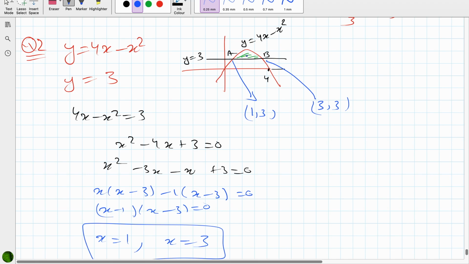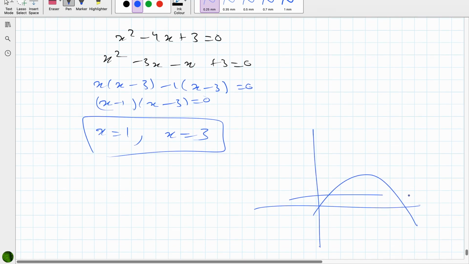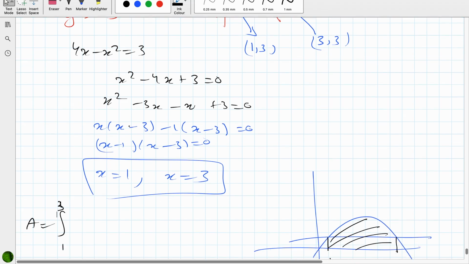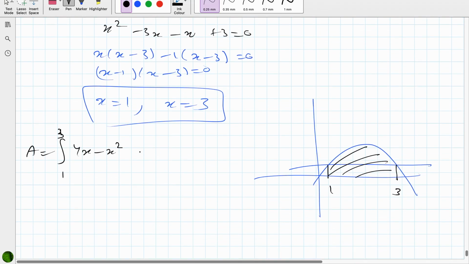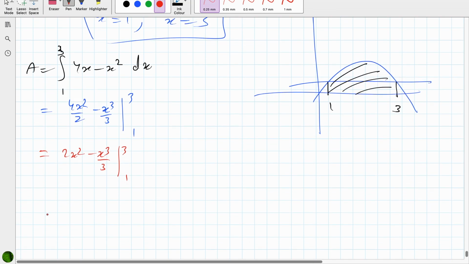Second part, you need to solve for the area between these two lines. If I solve for the curve part first, I will get this complete area from 1 to 3. Area equals the integral from 1 to 3 of 4x minus x squared dx. So we integrate: 4x squared over 2 minus x cubed over 3, between 3 and 1. So this becomes 2x squared minus x cubed over 3, upper limit minus lower limit.